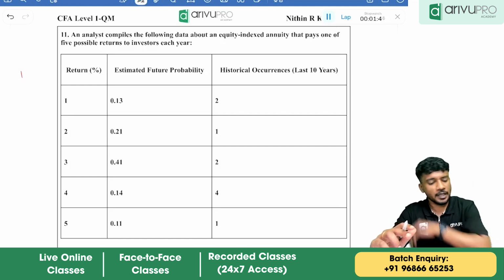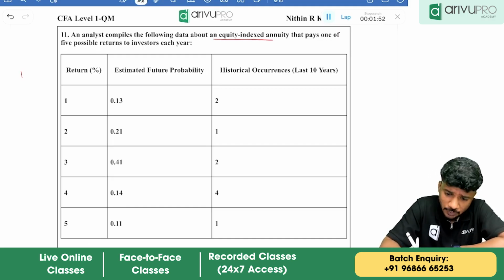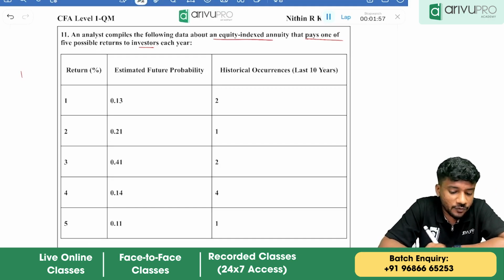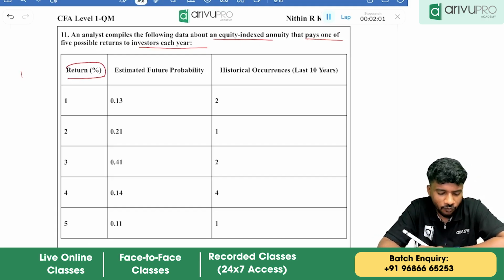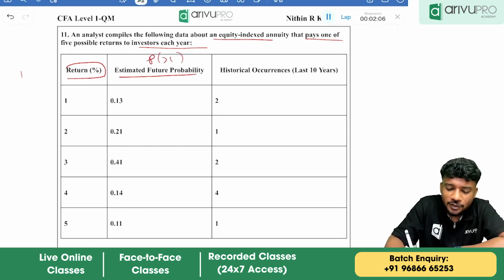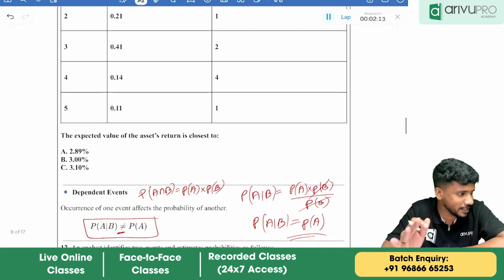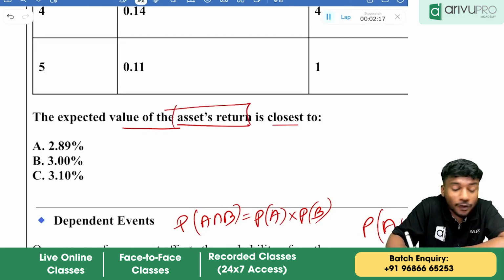Yes, I'll try. Now here, an analyst compiles the following data about an equity index annuity that pays one of 5 possible returns to the investor each year. So the return percentages are given: 1, 2, 3, 4, 5. Then the estimated future P of X values are also given. Now historical occurrence in the last 10 years, we don't even want that. We are not even talking about how much history it has. Doesn't matter. Now, the expected value of the asset return is closest to how much?